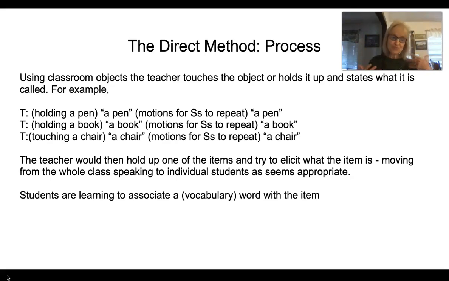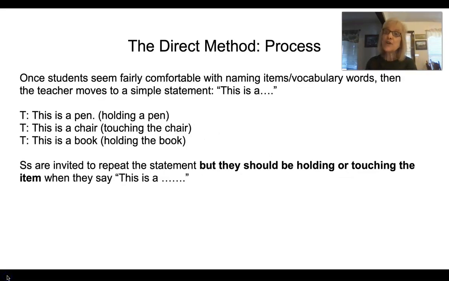You might teach 3, 6, 9, whatever you think feels right, vocabulary words, just the 2 words, just making the statement, a pen. But once students are comfortable naming these vocabulary words, these items, you would move into a simple statement, such as, this is a book. This is a pen. This is a chair.